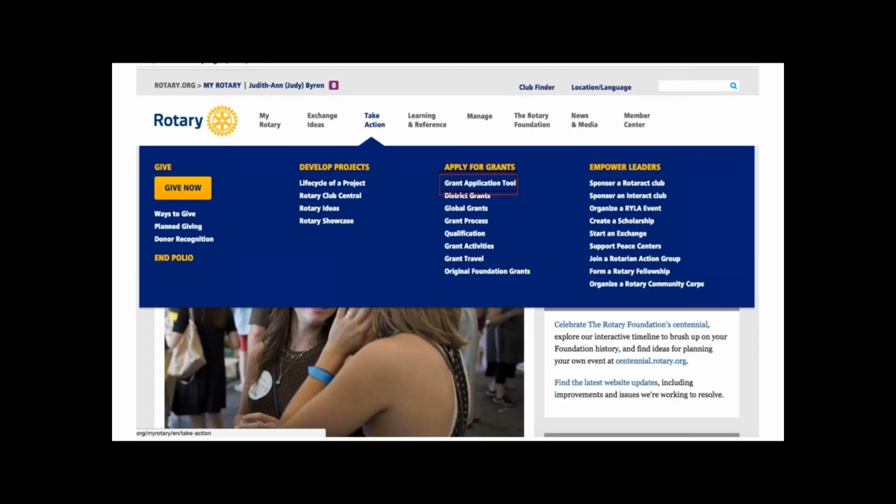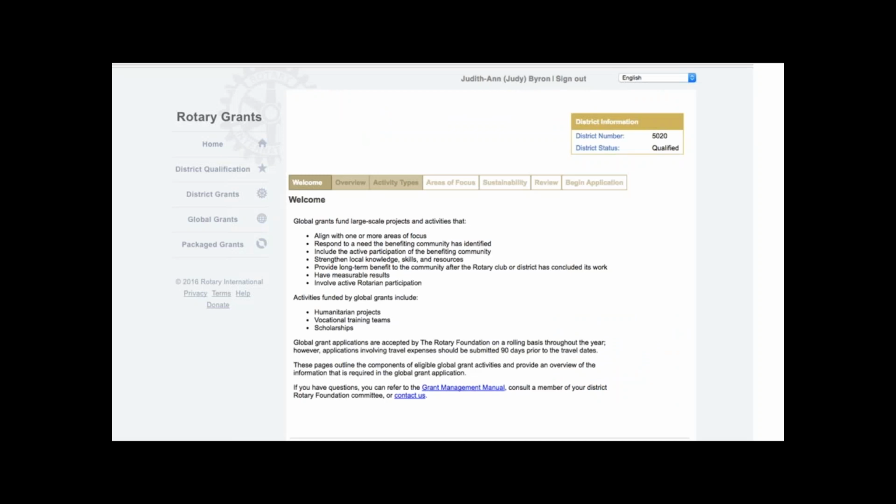And then you go to your grant application tool. See, apply for grants. Right? And then you just follow the process. It starts with a nice friendly welcome page. Welcome tells you a little bit about what the global grants are, activities funded, how they're accepted, and pages outline components. And if you have questions, either go to the grant management module or contact us.